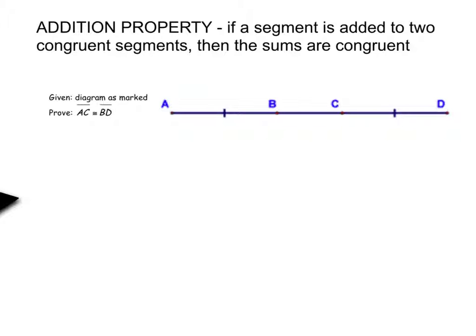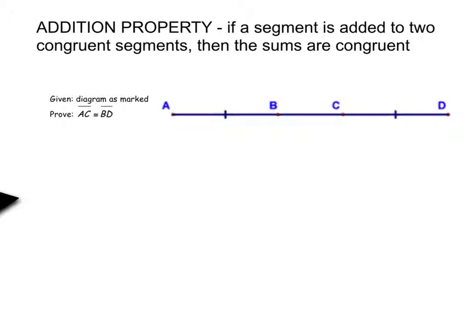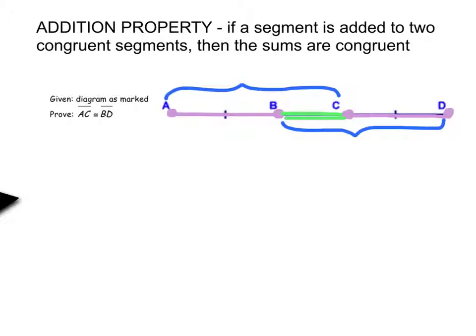In looking at this example, I can see from the diagram, because of the tick marks, that segment AB is congruent to segment CD. Now I could add this segment BC to segment AB, and I would have this longer segment AC. I could also add segment BC to segment CD to get this longer segment BD.